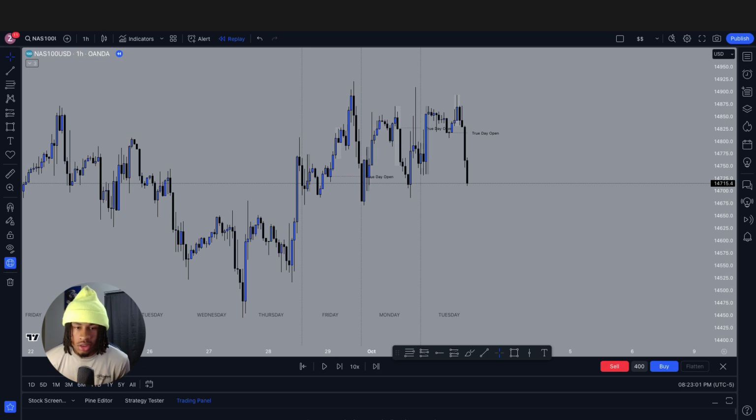So what is liquidity? How do you know to draw on liquidity? How do you know where price is going to go next? Okay, so what is the actual definition of liquidity? Liquidity is how quick something can be bought or sold.